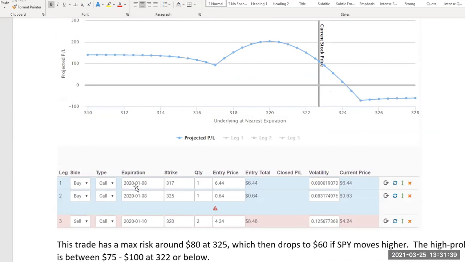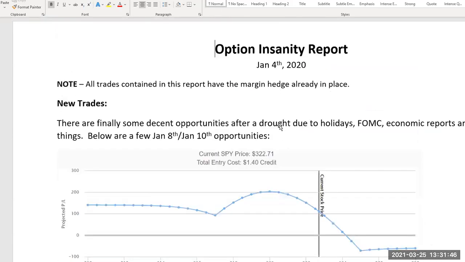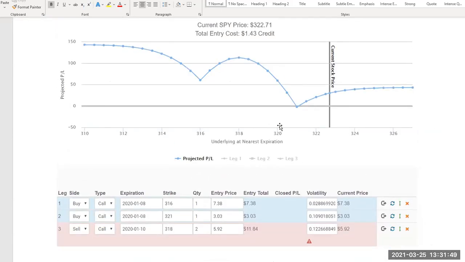You see it's 18 of 20, right? 1820, 1820, 110 of 20. And we're just going to go here. Here's one that I like putting on because you have just this really small area where there is a little bit of risk, and that's where the long is at. Right, so it's a long 316, long 321, and short 2 of the 318s. And that creates a $1.43 credit, right?